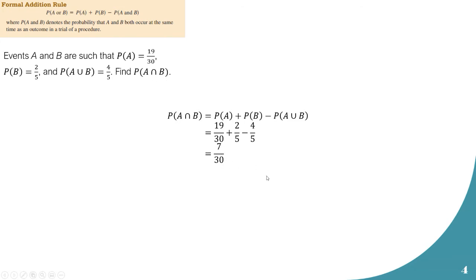Bear in mind, for all these examples here, we're talking about the probability of A and B occurring in the same trial, right? So in a single trial, we have both of these events occurring.